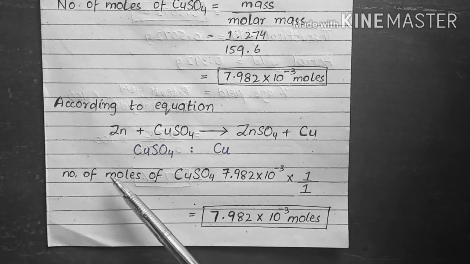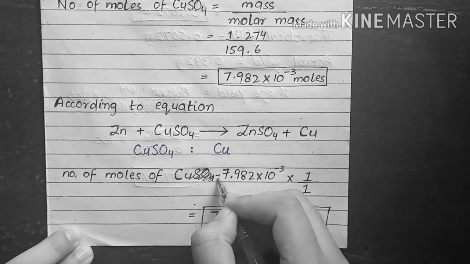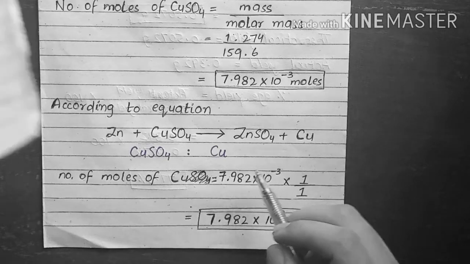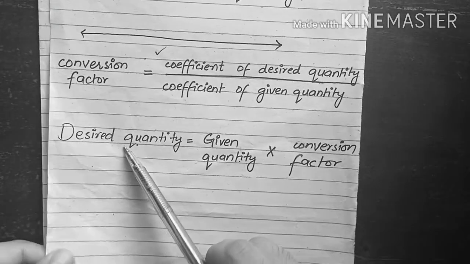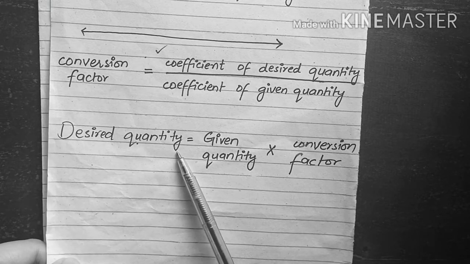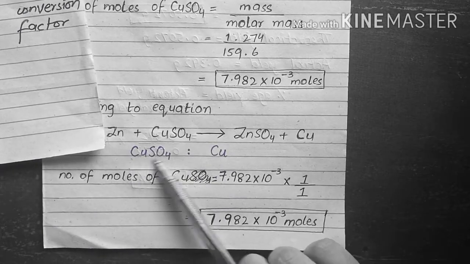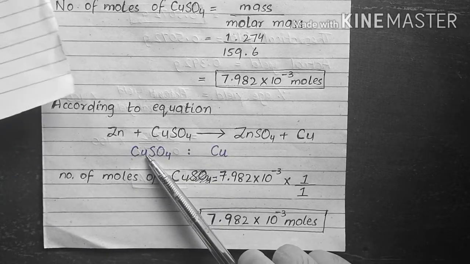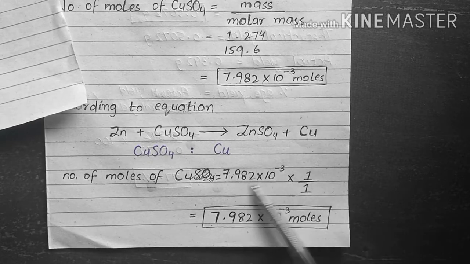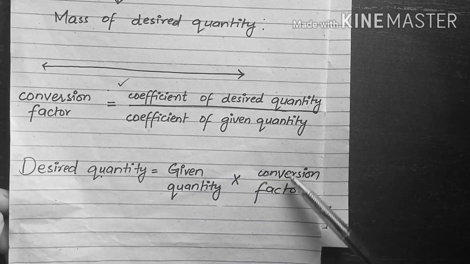Now we have to find the number of moles of copper, not copper sulfate. So how are we going to find the number of moles of copper? We use this formula: the desired quantity, which is the number of moles of copper in this case, equals the given quantity multiplied by a conversion factor. The given quantity is always the copper sulfate moles, which in this case is 7.982 × 10^-3 moles. You write this value of the moles over here as the given quantity, and multiply it with the conversion factor.